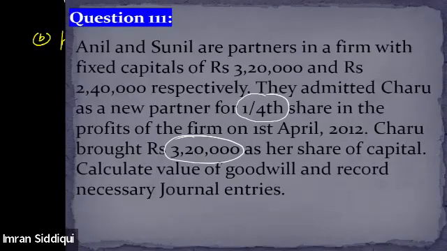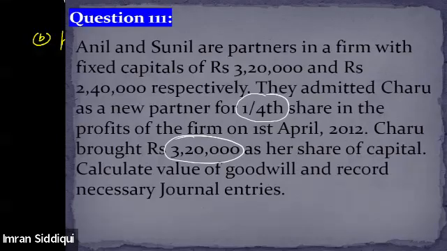And this way you will be able to determine their new profit sharing ratio, and after you are done with the calculation of the new profit sharing ratio, you will be able to find out their sacrificing ratio as well by applying the formula: new profit sharing ratio minus old profit sharing ratio. By applying this formula, you will be able to find out their sacrificing ratio.